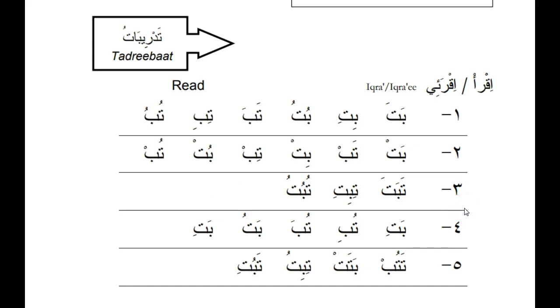Ta with fatha, ta. Ba with fatha, ba. Ta with fatha, ta. Tabata. Ta with kasra, ti. Ba with kasra, bi. Ta with kasra, ti. Tibiti. Ta with dhamma, tu. Ba with dhamma, bu. Ta with dhamma, tu. Tubutu.